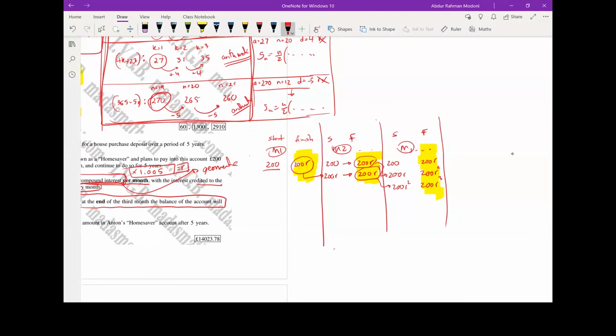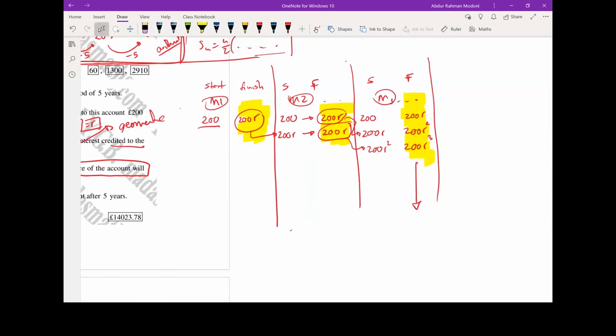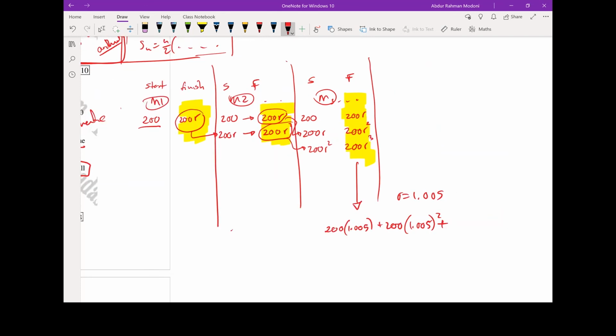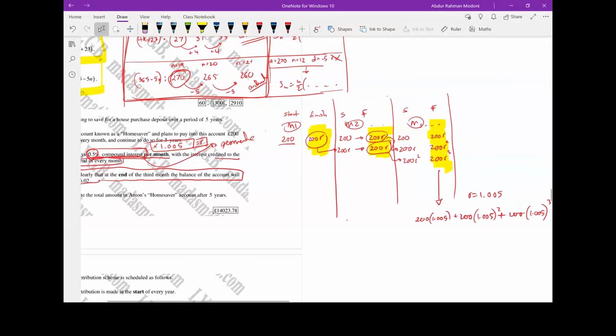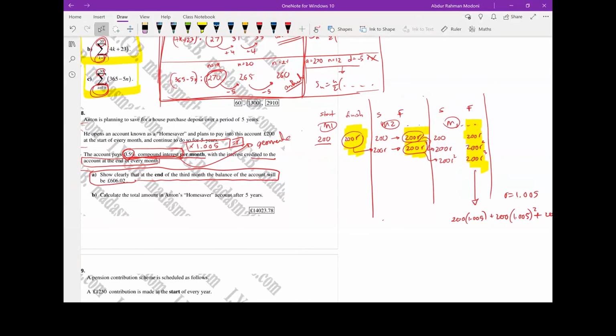So what is my balance at the end of the 3 months? It's this, and I have shown clearly there. That's fine. You don't have to write things. I mean, this is absolutely fine for the answer for part A. So then I would say the balance at the end of the third month will be 200R. What is my R? Well, R is, remember, equal to 1.005. So then I would actually work it out for that value, 200, where R is equal to that. So 200 × 1.005 plus 200 × 1.005 squared plus 200 × 1.005 cubed. That will be the amount that I have at the end of the third month. Done, and that should come out to be 606.02.